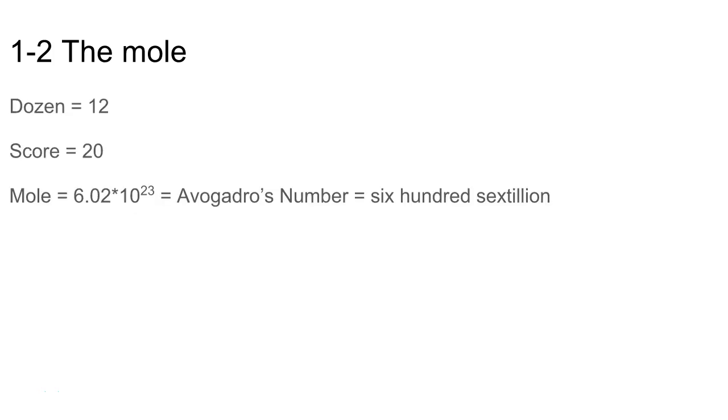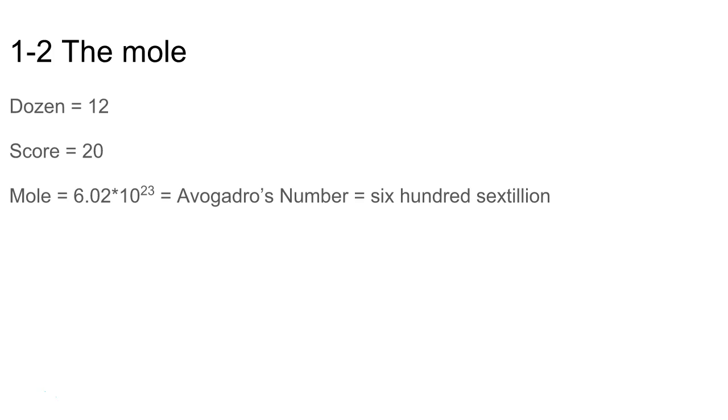What is the mole? The mole is just a number, just like how a dozen is equal to 12, four score and seven years ago, so score is equal to 20. The mole is also just a number. It's a rather large number. It's 6.02 times 10 to the 23. So it's a really large number, and we call this number Avogadro's number.